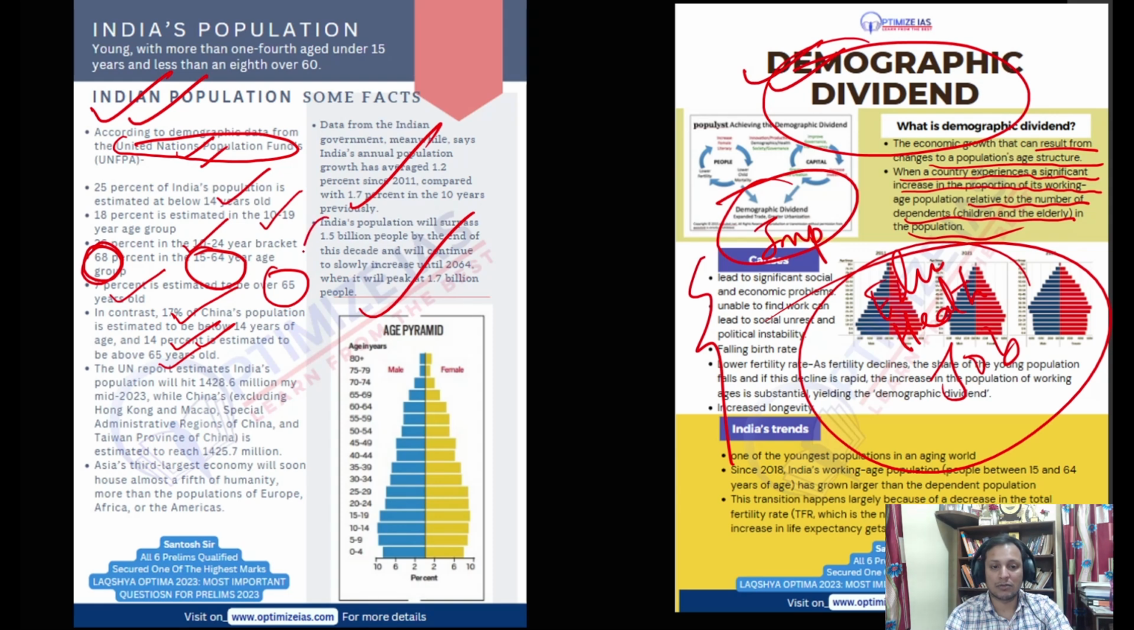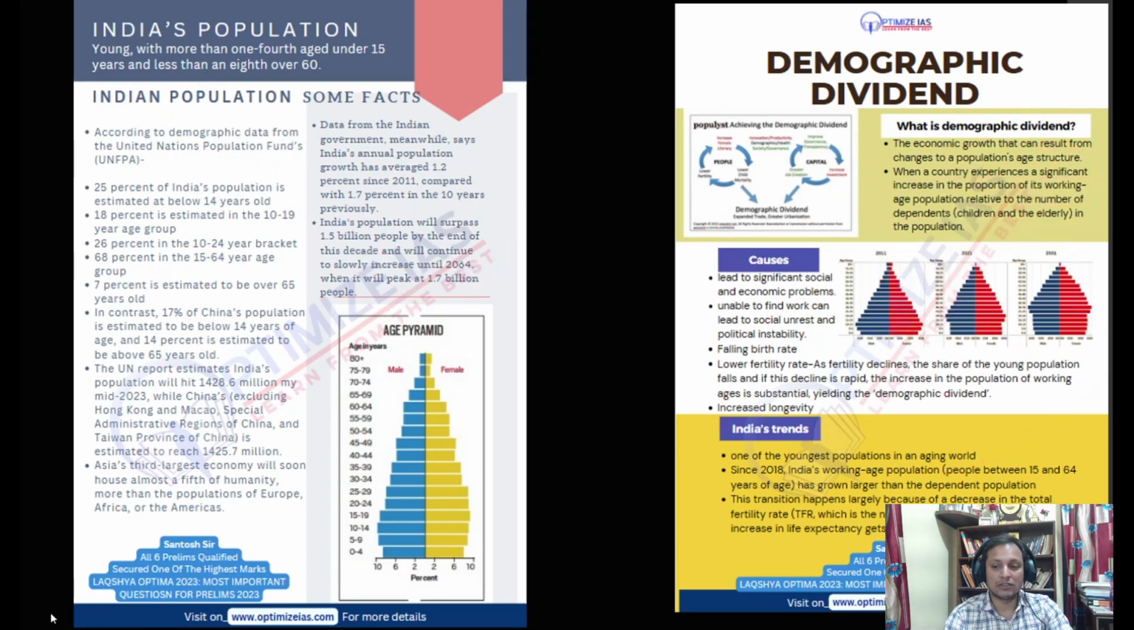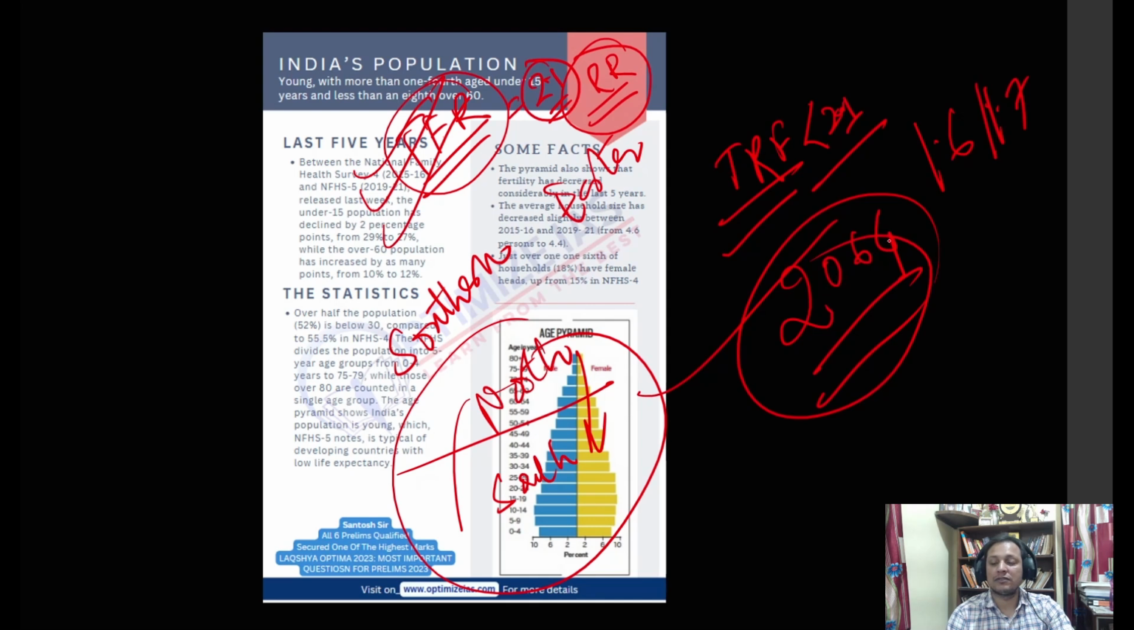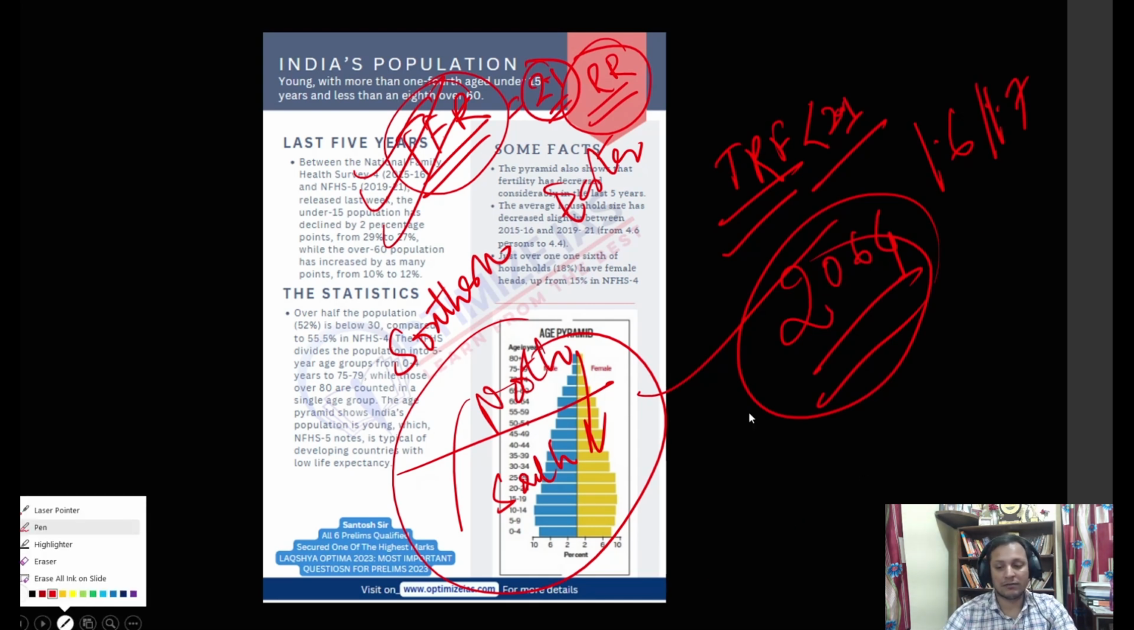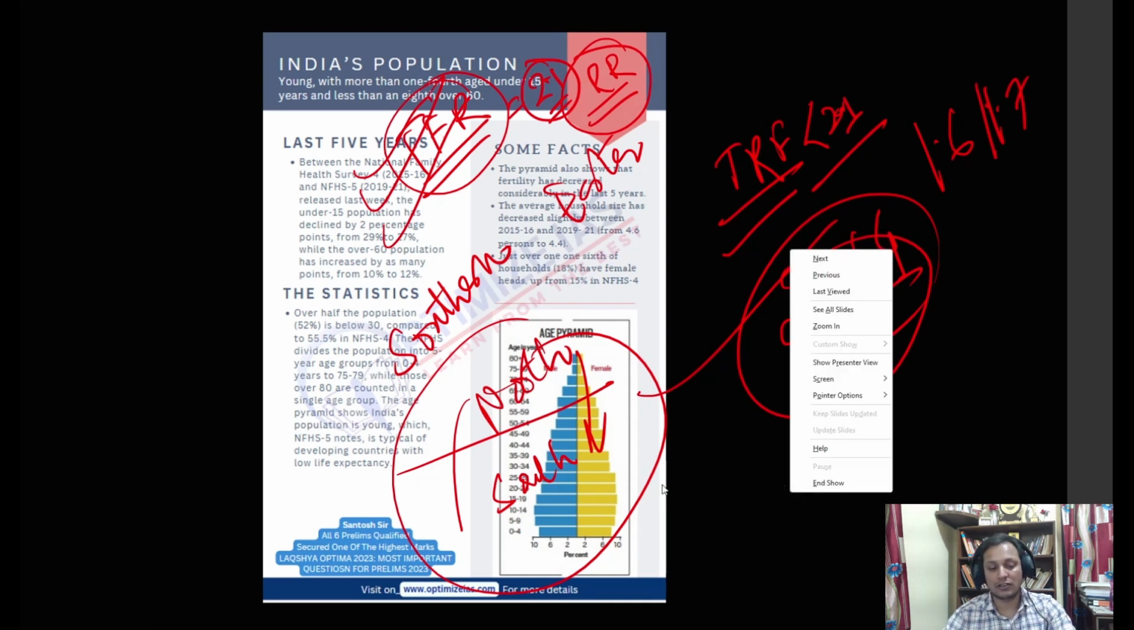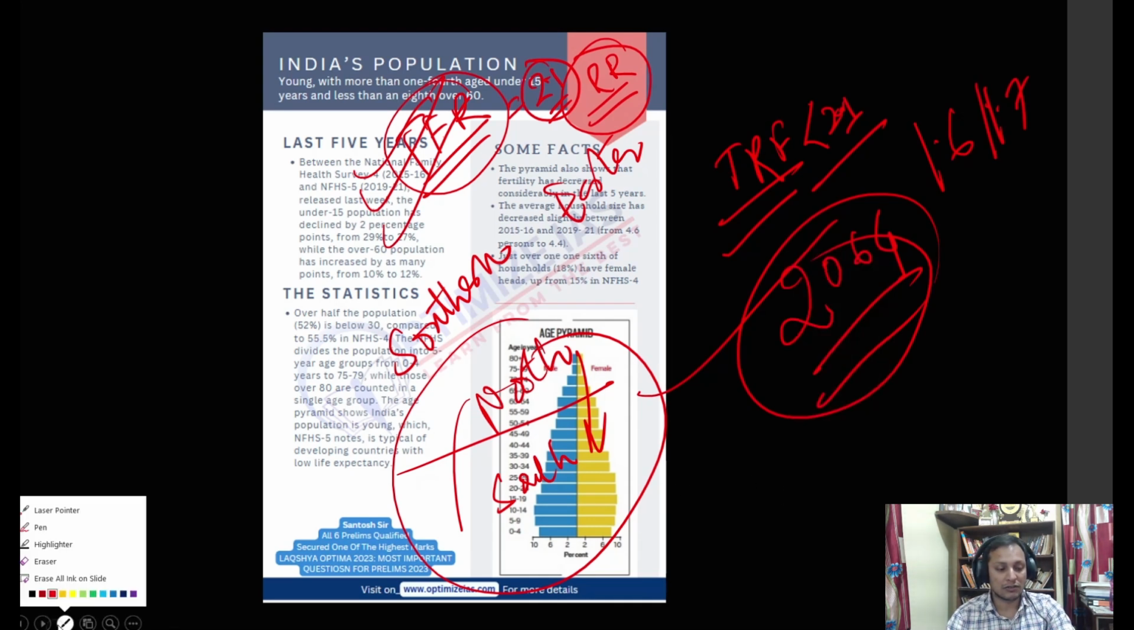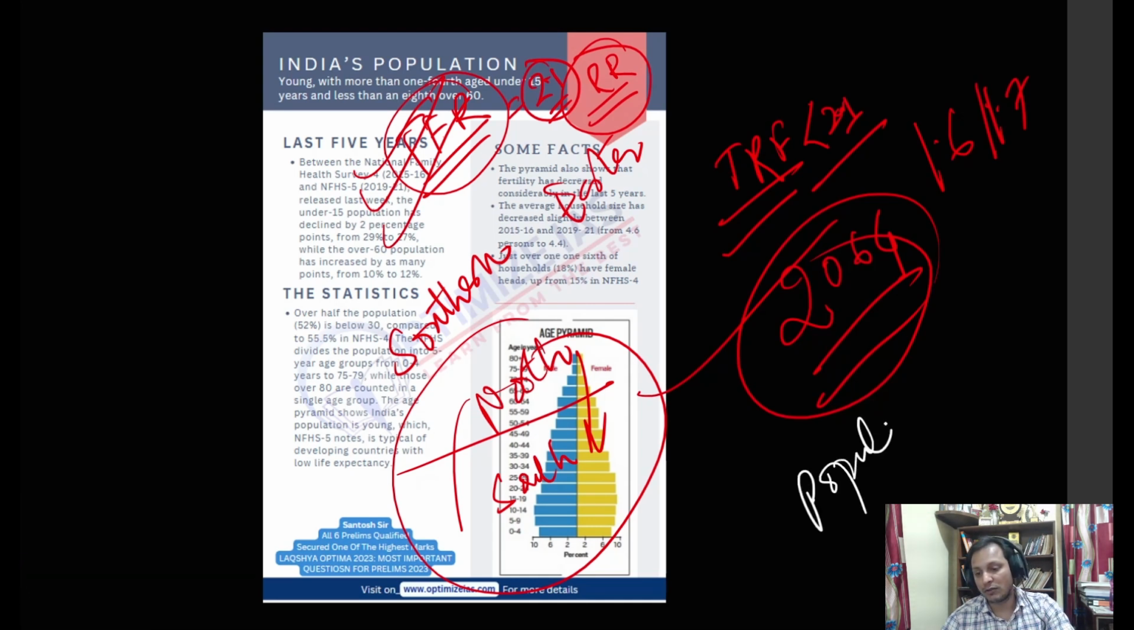You can see here India's population will surpass 1.5 billion people at the end of this decade and will continue to slowly increase till 2064. Till 2064 our population is going to increase to 1.7 billion. This is because of a phenomenon called population momentum. So you can get a question on population momentum also.